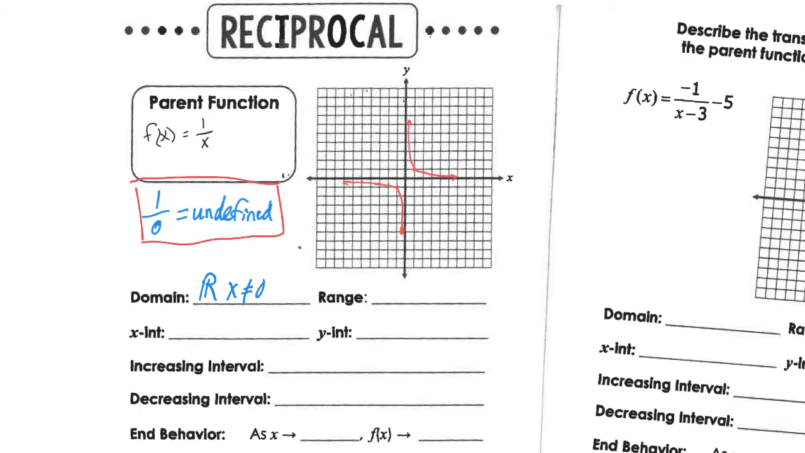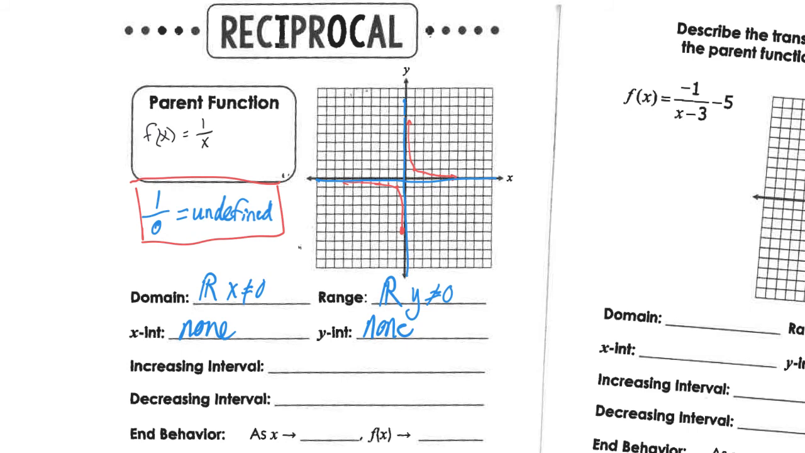And if you look at the graph, you'll notice that on the y-axis, those two curves don't touch the y-axis. And then the range, it's very similar. You notice that the two curves do not touch the x-axis, so it's all real numbers except y does not equal 0. Okay, then the x-intercept and y-intercept, we just got done saying that they never touch the x-axis, so there isn't one. And they never touch the y-axis, so there isn't one.